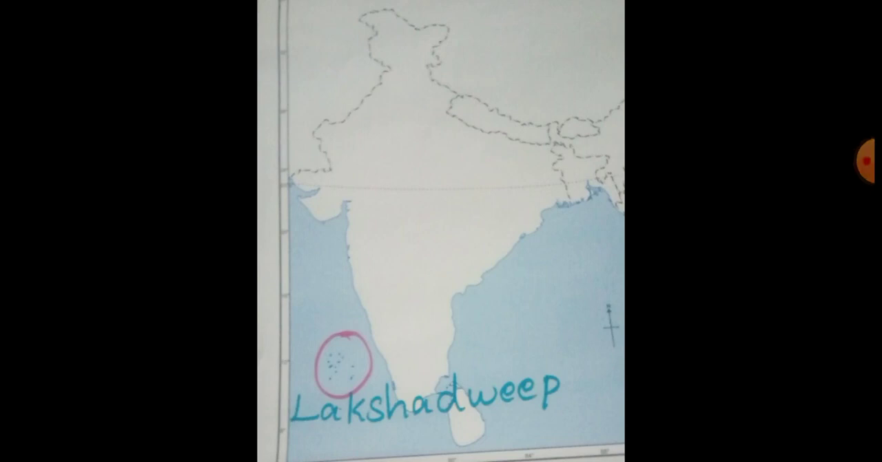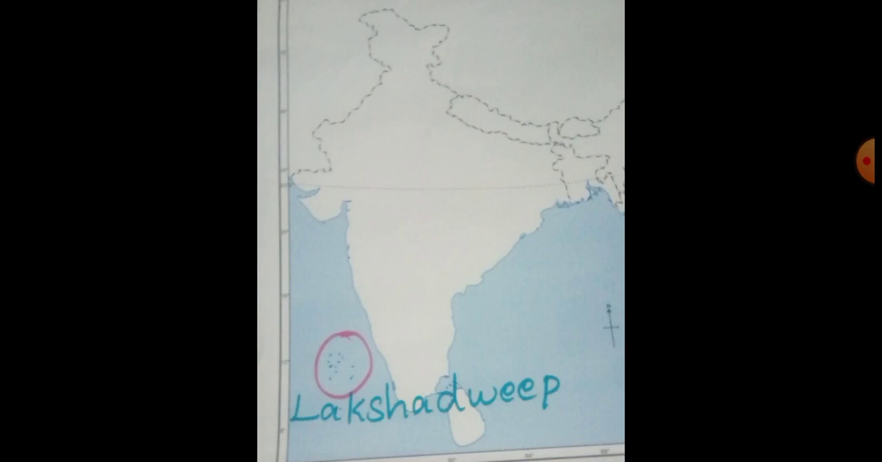Lakshadweep Islands are a small group of islands. They are located off the west coast of India. The total area is 32 square kilometer. Kavaratti is the administrative capital. The 8-degree channel separates Lakshadweep from the Maldives. It was named Lakshadweep in 1973.